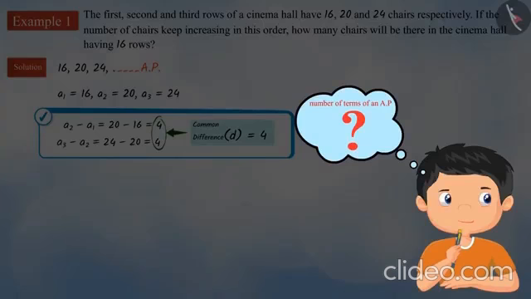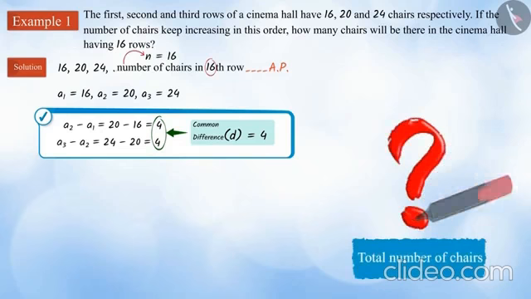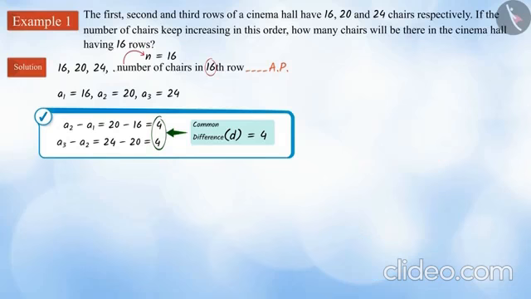Can you tell the number of terms this arithmetic progression will have? As we know, the cinema hall has 16 rows. The number of terms n in this arithmetic progression will be 16. Now, what do we have to do to find the total number of chairs in the cinema hall? To know the total number of chairs, we need to find the sum of 16 terms of the arithmetic progression. And how can we do this?